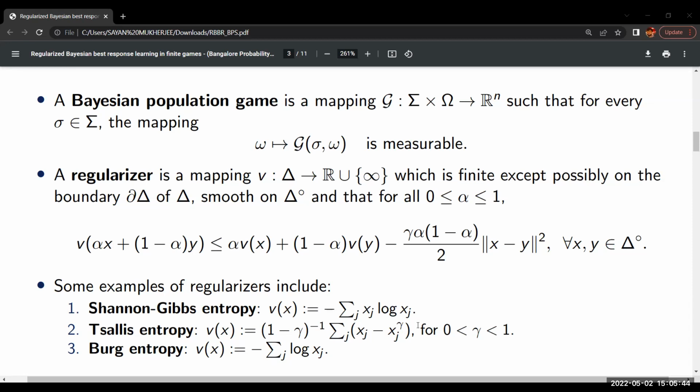It means that v of alpha x plus 1 minus alpha y is less than or equal to alpha times v of x plus 1 minus alpha times v of y minus gamma times alpha times 1 minus alpha by 2 times norm of x minus y. So this is a stronger version of convexity, and the parameter here is gamma. A function satisfying this condition will be said to be gamma strongly convex.